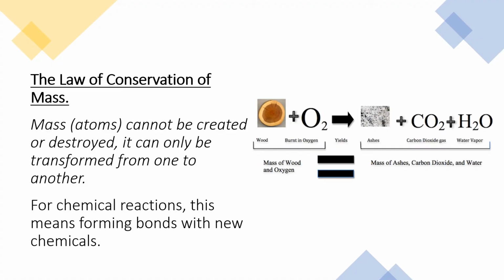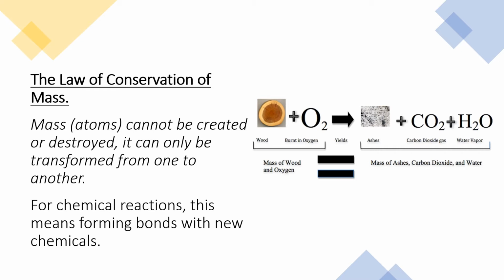So first off, what we're going to be looking at is the law of conservation of mass, and this is just a scientific rule that's been around for a good few hundred years now, and that is that mass, or in this case when we're looking at chemistry in particular, atoms, can't be created or destroyed, and they can only be transformed from one into another. And when we're looking at chemical reactions in particular, what that means is that elements and atoms are forming bonds with new chemicals. We can't just magically get rid of a particular atom or reactant in a chemical equation.